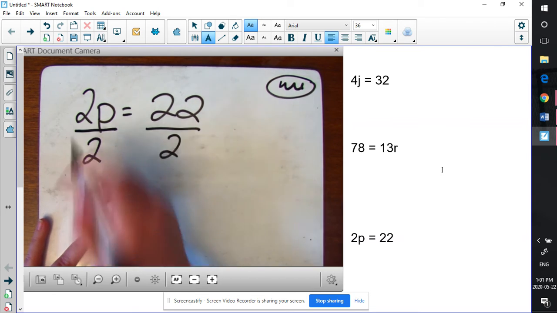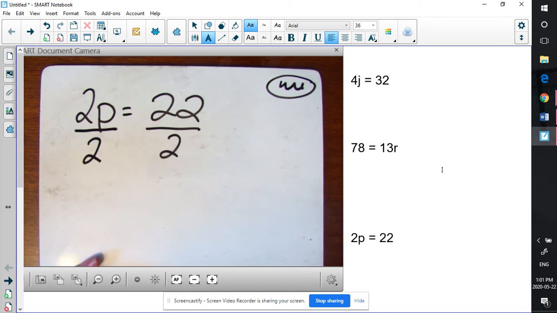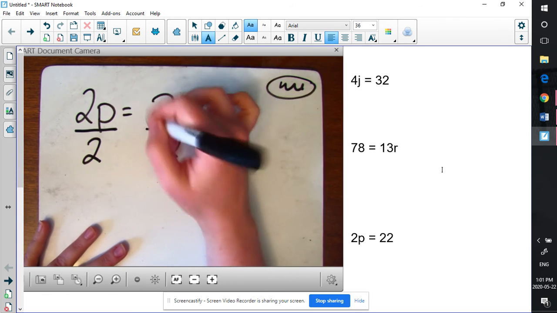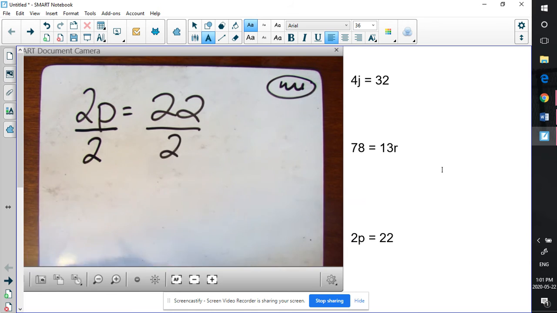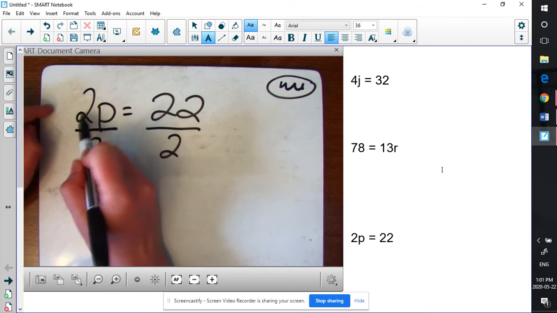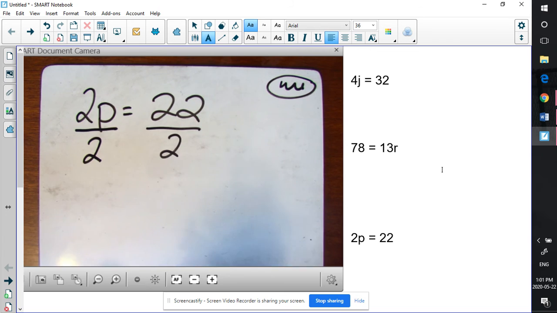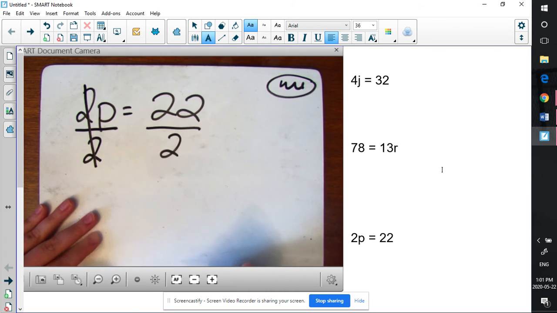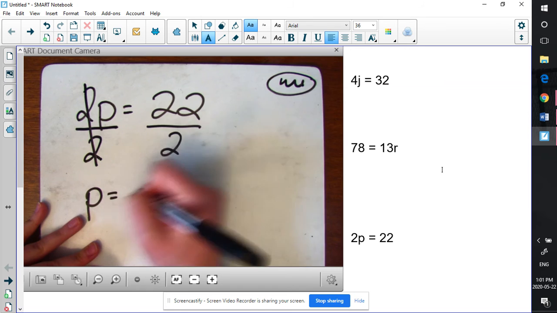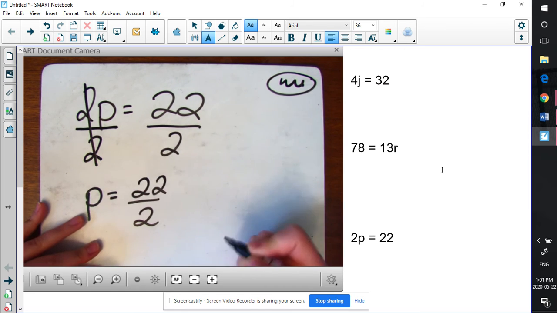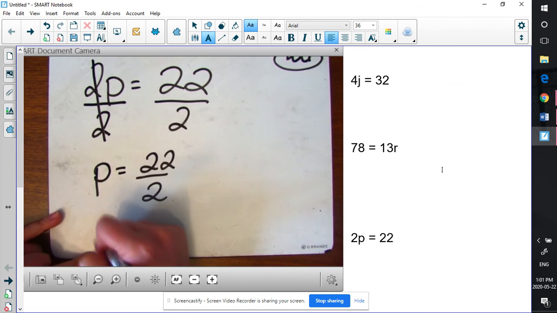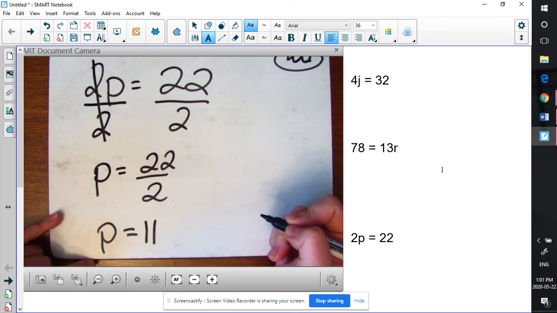Now, question for you. Why am I dividing by 2 and not dividing by 22? How come? The reason for that is because there's no operation over here. It's just 22. So the opposite of nothing is nothing, right? There's nothing to opposite. Here there is an operation. There's a multiplication. So that's why we're dividing by 2 and not dividing by 22. Now these 2s cancel. So what we have left over is p equals 22 divided by 2. Now you may or may not know this one. The answer is p equals 11.